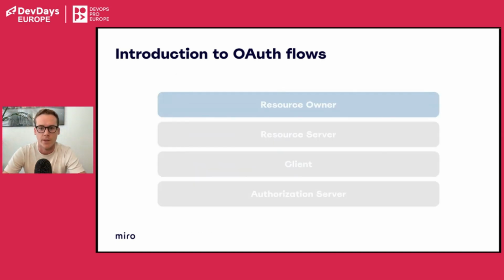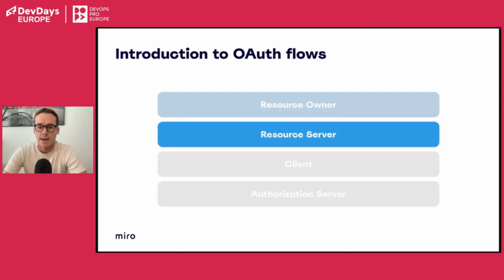So first, there is a resource owner. This is the entity that owns the data in the resource server. So for example, a Miro account owner would be the resource owner of their account. Next, there is a resource server. So this is essentially the OAuth term for the API that stores data that an application wants to access. So using the same example, this would be like a Miro-owned API endpoint.